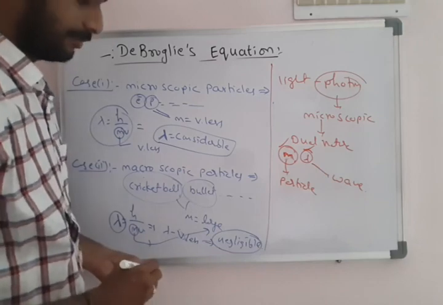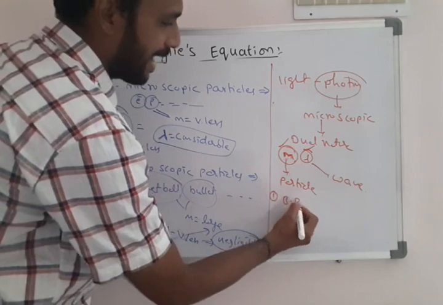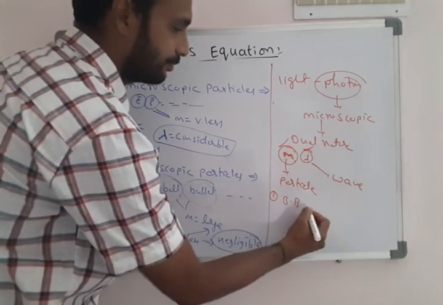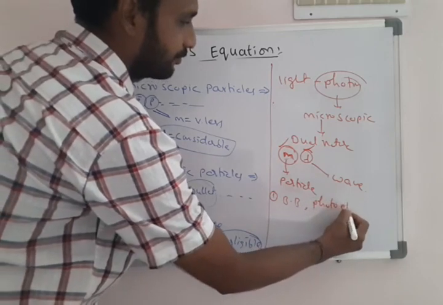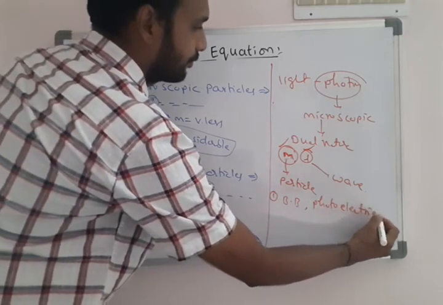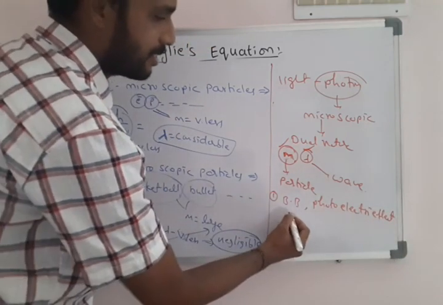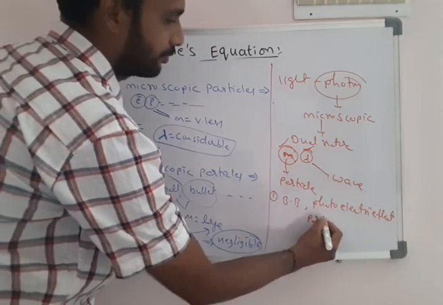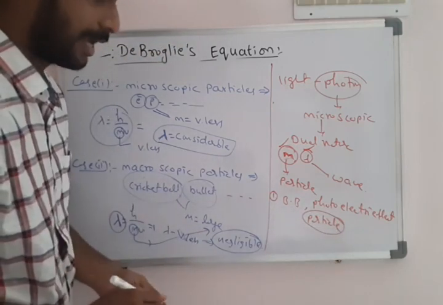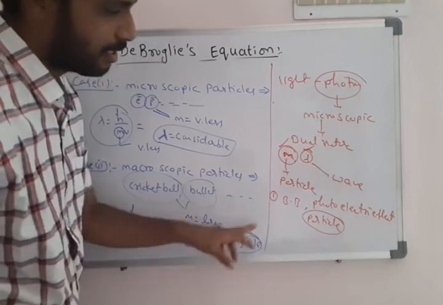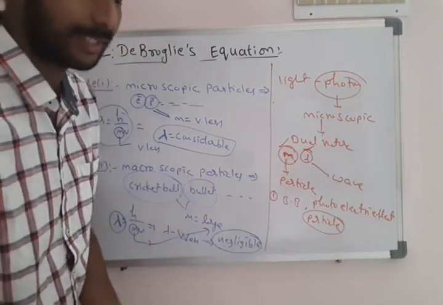And we already know that, for example, to explain black body radiation and the photoelectric effect, we must follow particle nature. Already we discussed it earlier.